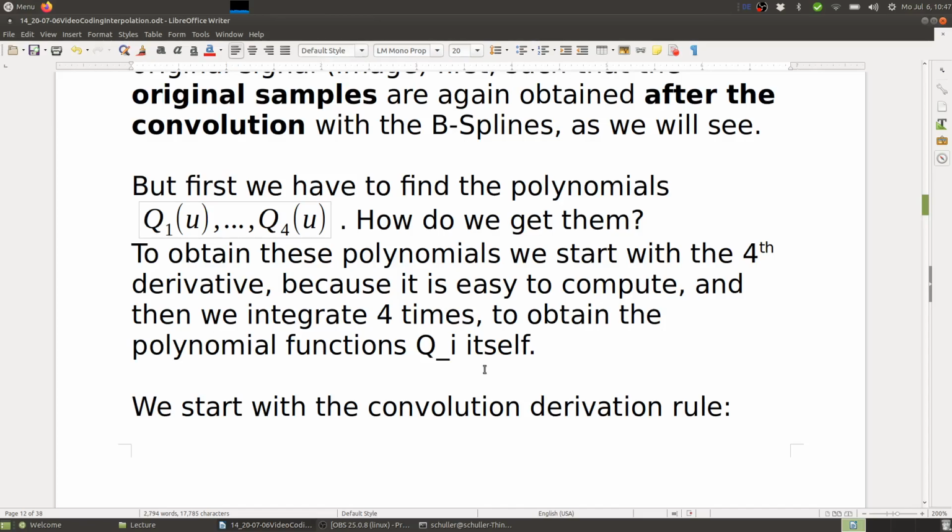So we start with something simple. It's again an engineering approach: if something seems too complicated, simplify it. Here the simplification is just going to the fourth derivative of our spline function.